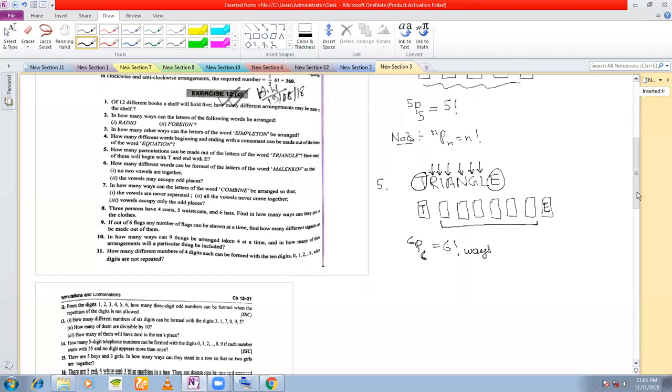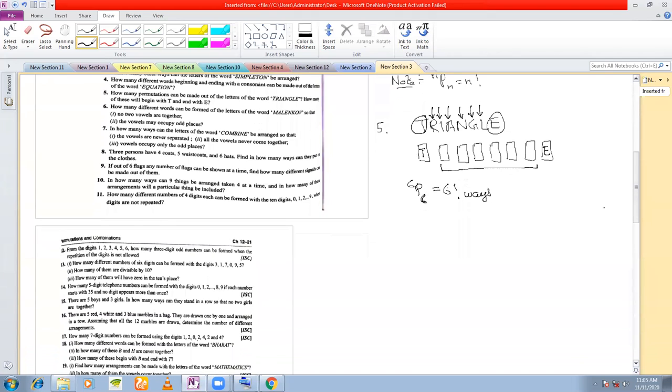Now the problem number 6. How many different words can be formed by the letters of the word Malenkov? The first question is, no vowels are together and the vowels may occupy odd places. Important kind of a problem. The word here is Malenkov. How many characters are there? 8 characters, 8 alphabets. The first question is no vowels are together. What does it mean?